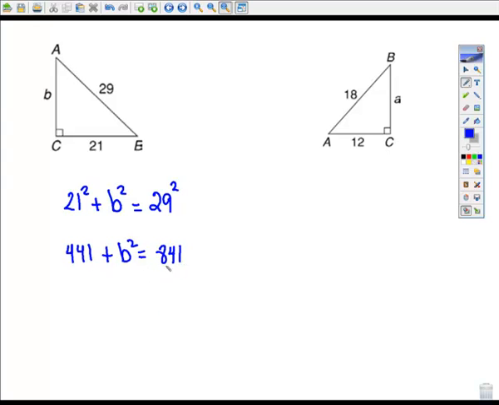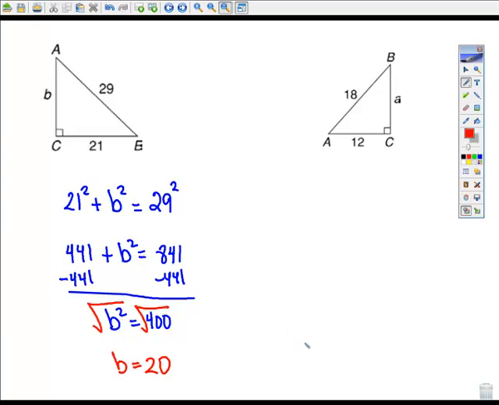And now instead of adding these, I'm going to subtract. I have actually a two-step equation here. So subtract the 441 to get b squared equals 400. And now I'm at that final step where to unsquare, you square root. And the square root of 400 just happens to be 20.